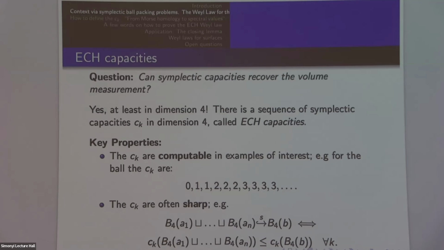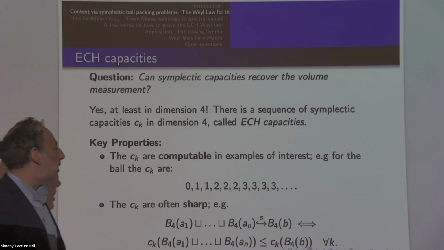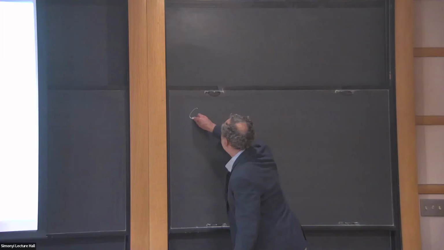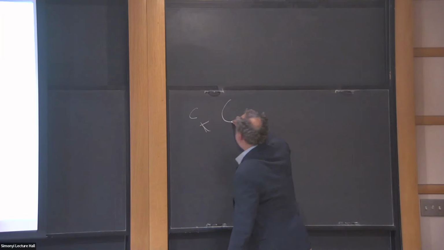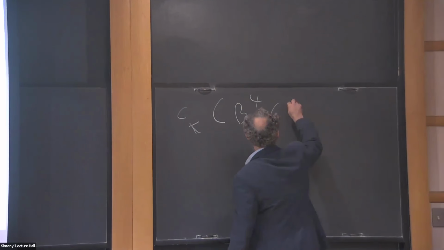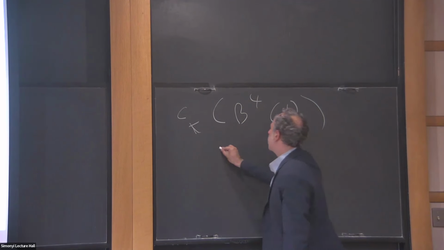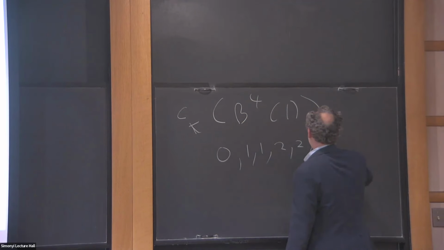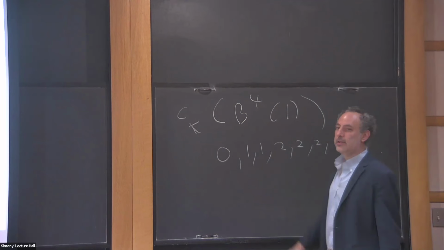So first of all, you should hopefully be able to compute them in some cases. For the ball, you actually can compute them, and we're going to come back to this computation later. So I'm actually going to write it on the board. If I'm looking at the ECH capacities of the ball, they look like 0, then I have two 1s, then I have three 2s, etc.